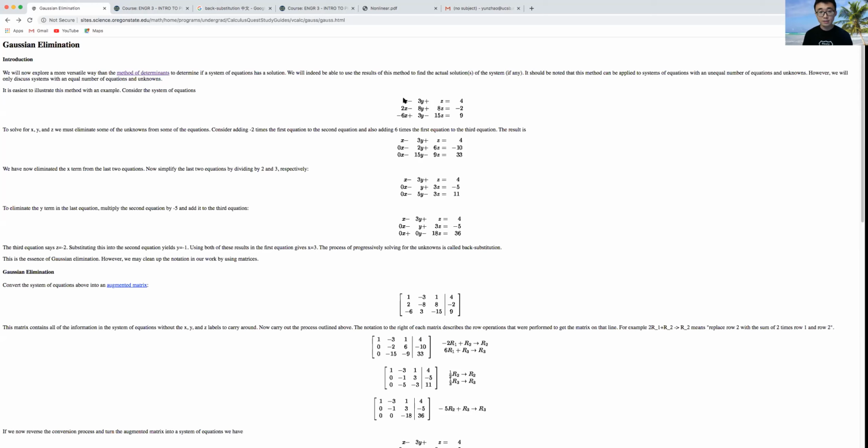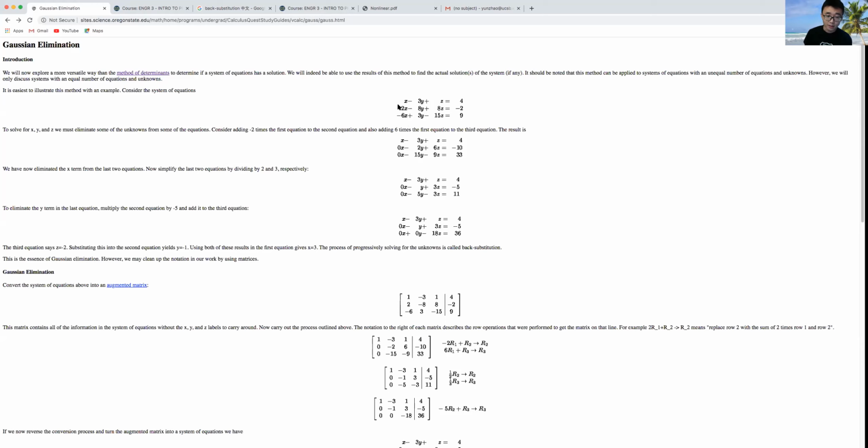Okay, so let's look at this example here. We have a 3 by 3 matrix A and a 3 by 1 B. So what is Gaussian elimination? The intuition is very straightforward. We try to eliminate the coefficients, or the parameters, here. We try to make them 0.